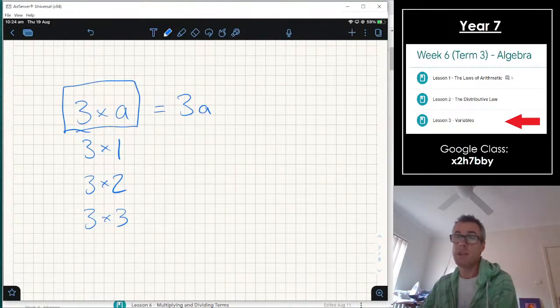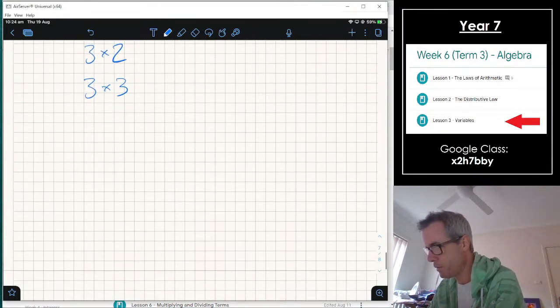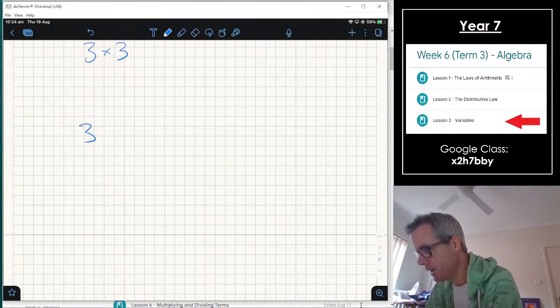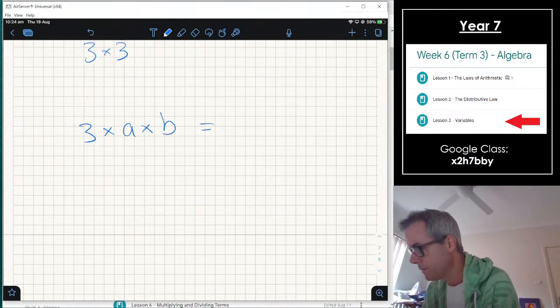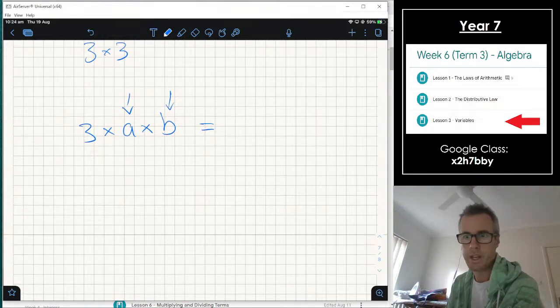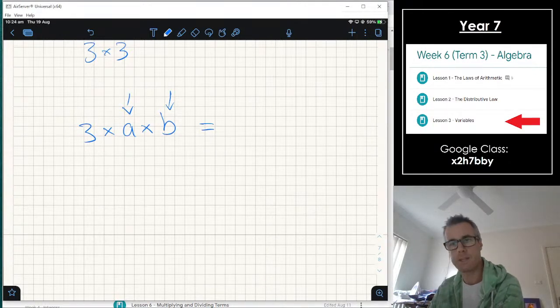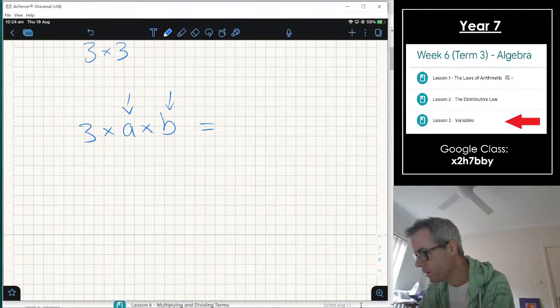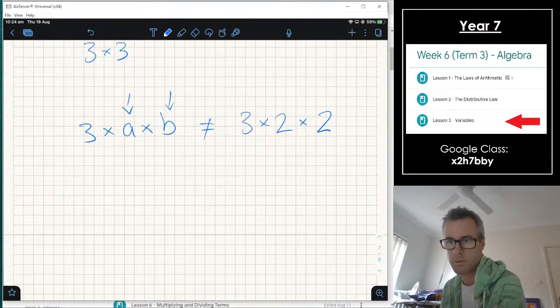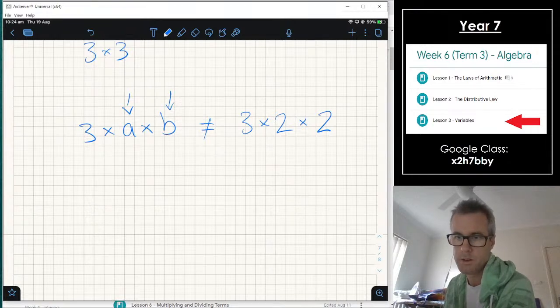Alright. Yeah, so it doesn't matter what the letters are. The thing to note, though, is that if you have a problem that has multiple letters in it, like let's say 3 times A times B, the reason we have different letters in a problem like this is to indicate that A and B are going to be different numbers. So this here, 3 times A times B, is not going to be equal to something like 3 times 2 times 2, because, of course, A and B are different.